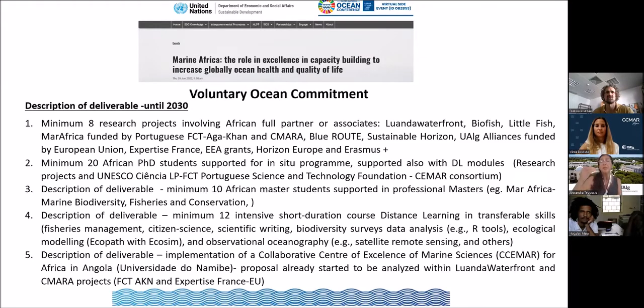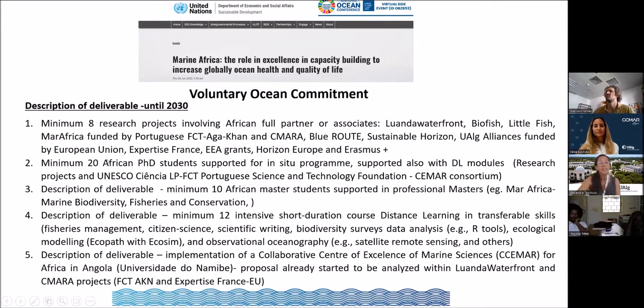We also have to give information about deliverables, and in the deliverables I am proposing a minimum of 8 research projects that are the ones that we are developing right now with the colleagues and the partners present. But I hope that until 2030 we have more than 8. I'm just listing here the 8.